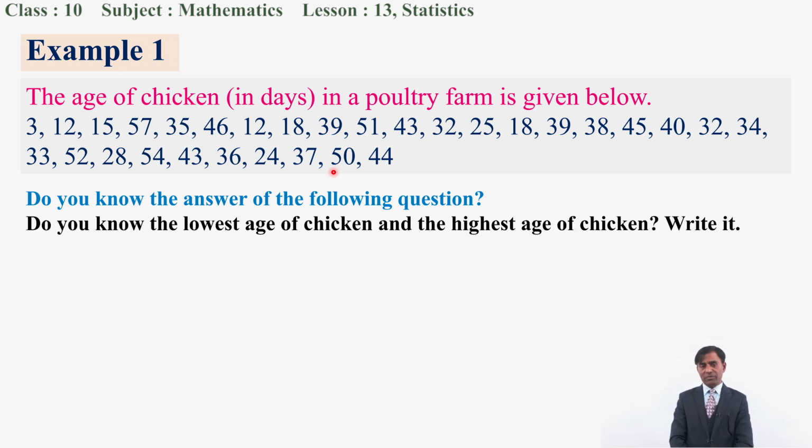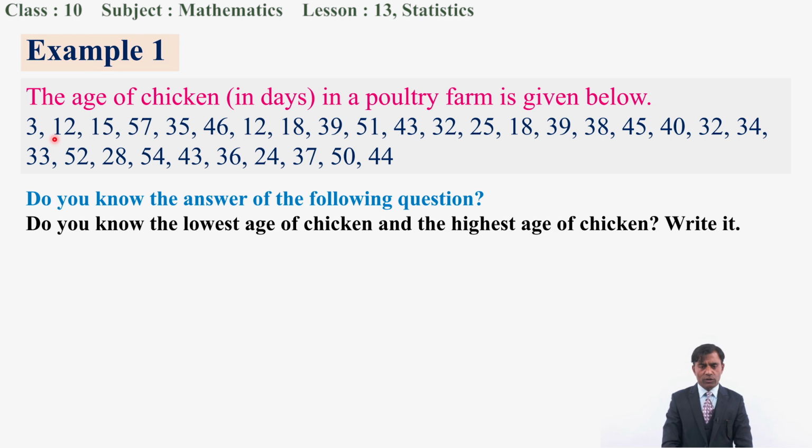What are these questions? Do you know the lowest age of chicken and the highest age of chicken? Can you write it? Which age is the lowest age, and which age is the highest age of chicken here? We can see in the given data. Is it the smallest one among the other ages? Yes, this 3 is the smallest one. We can't see an age less than 3 in the given data.